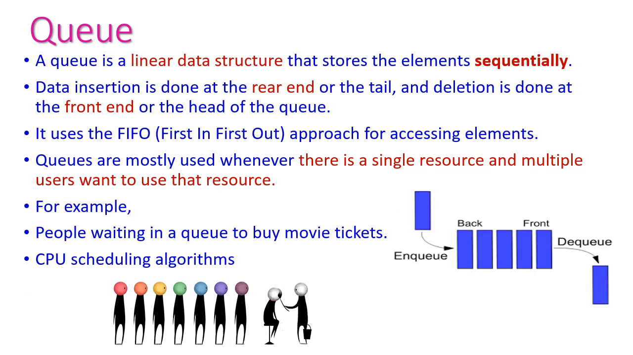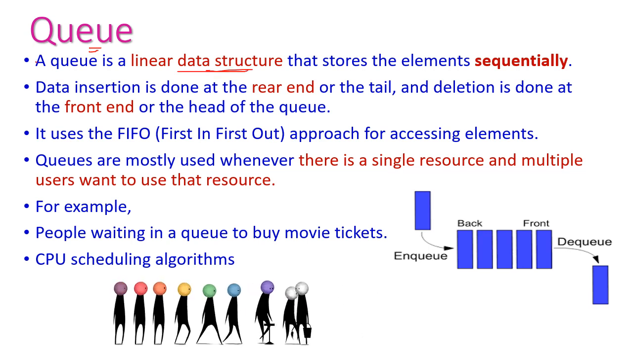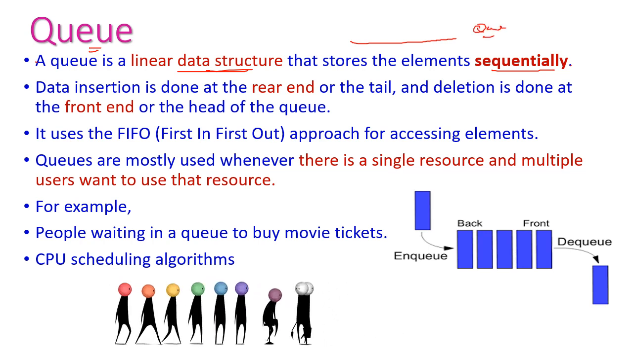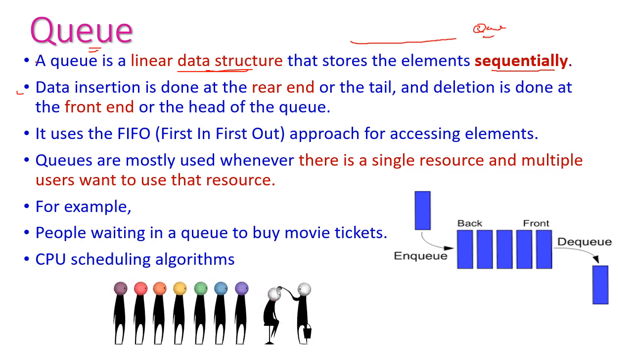First, let us see what is queue. Queue is a linear data structure in which the data are stored sequentially. So the data items will be stored sequentially, and this is called as queue. And the data insertion is done at rear end and the deletion is done at front end.